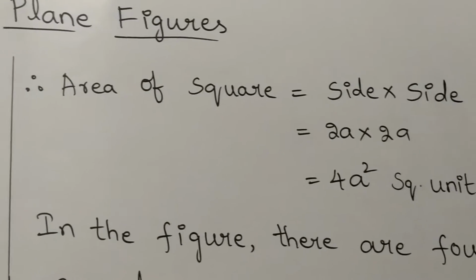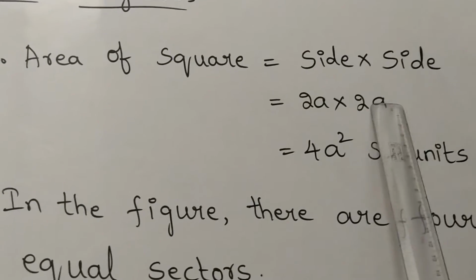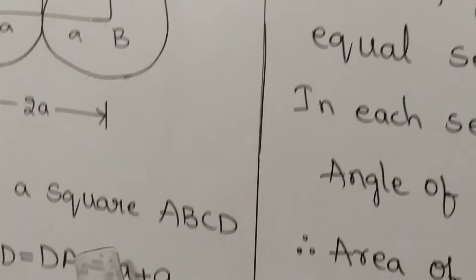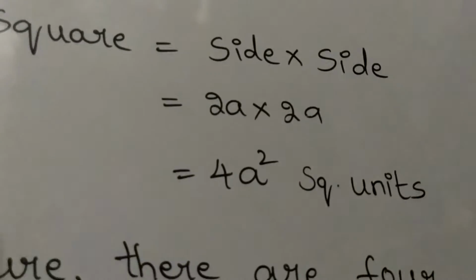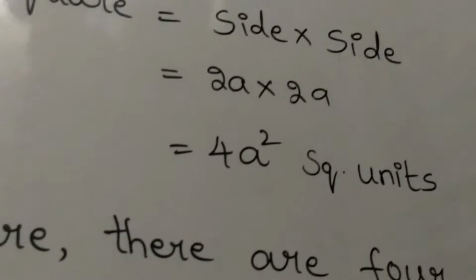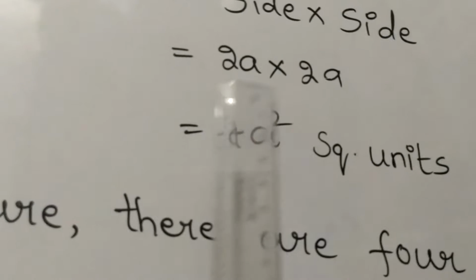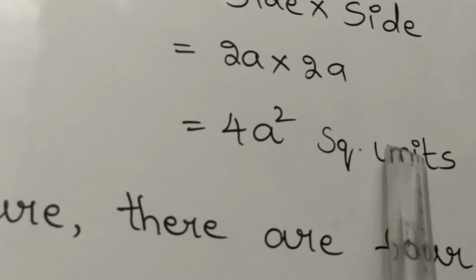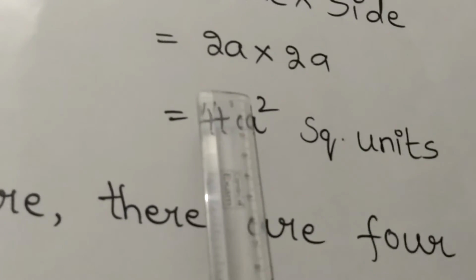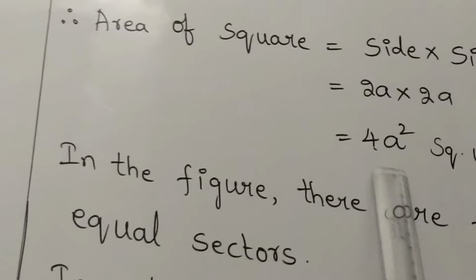So what is the area of the square, students? It is side into side, and we have got the side of the square as 2a. Hence we can do here 2a into 2a. That's why I am doing side into side equals 2a into 2a. Here 2a into 2a will be 4a squared, that is square units. And now the area of the square is 4a squared.